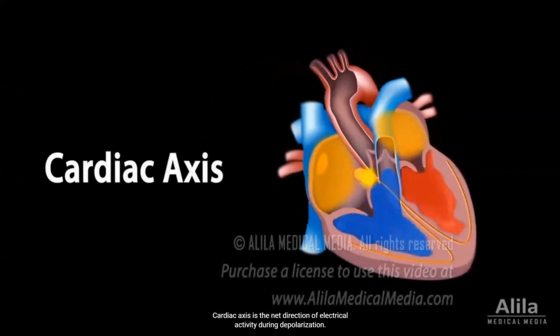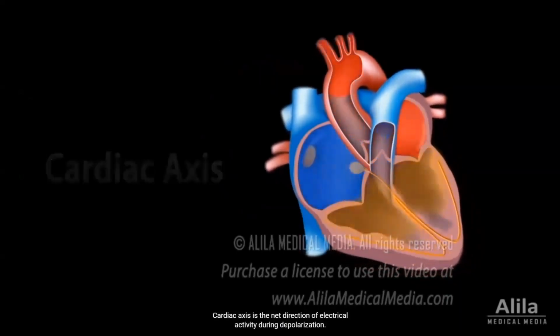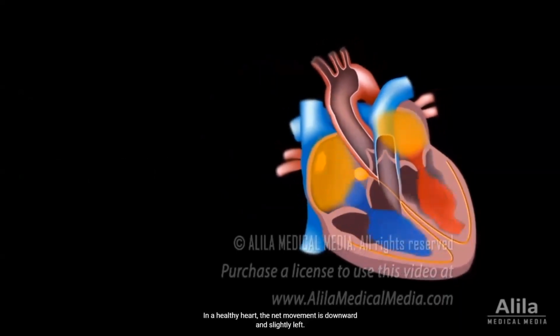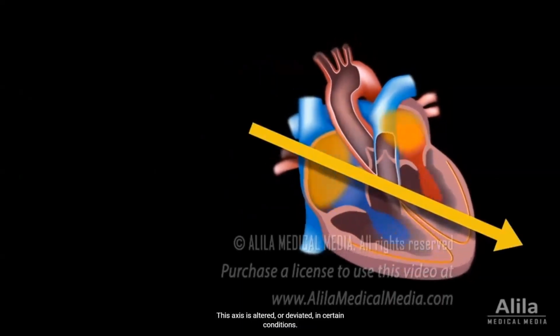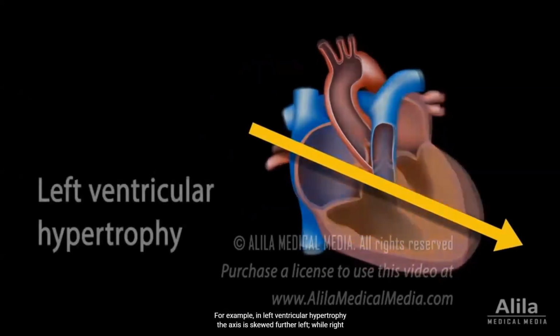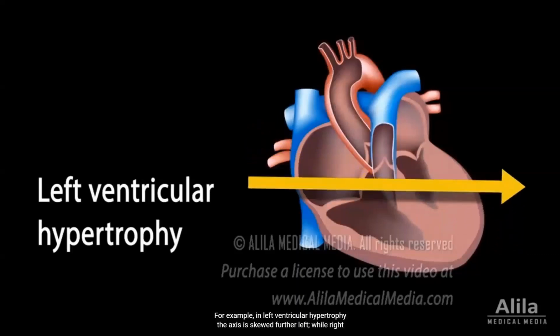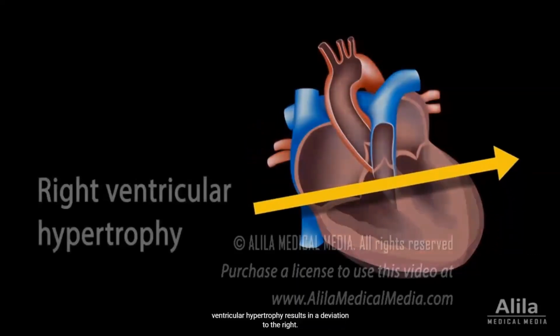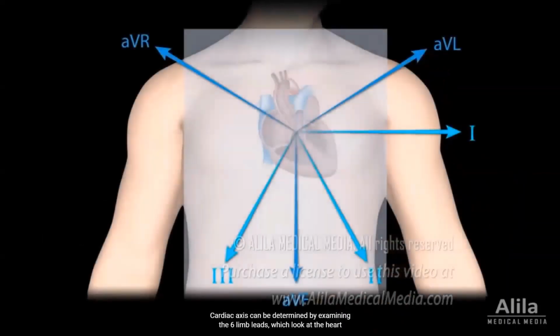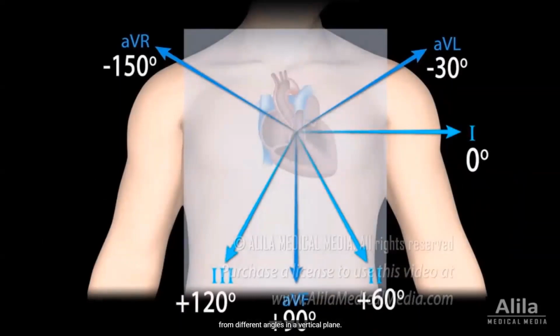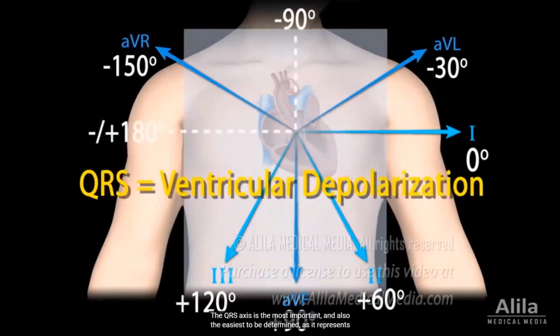Cardiac axis is the net direction of electrical activity during depolarization. In a healthy heart, the net movement is downward and slightly left. This axis is altered or deviated in certain conditions. For example, in left ventricular hypertrophy, the axis is skewed further left, while right ventricular hypertrophy results in a deviation to the right. Cardiac axis can be determined by examining the 6 limb leads, which look at the heart from different angles in a vertical plane. The QRS axis is the most important and also the easiest to be determined, as it represents ventricular depolarization.